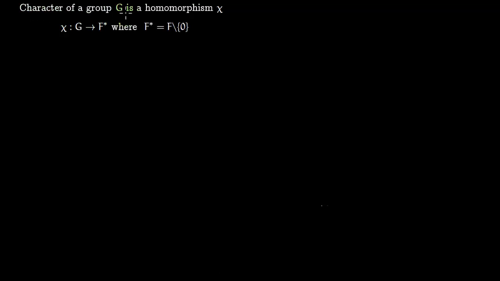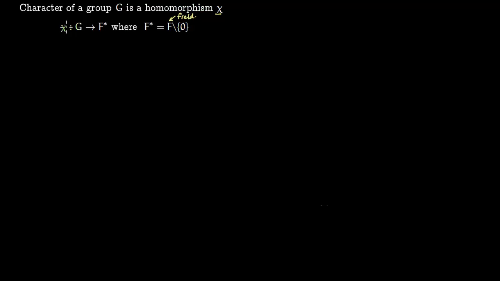So let us define the character of a group. The character of a group is a homomorphism chi. So this chi acts on G, and you land in the multiplicatively closed group of a field. So that is F star, which is F minus 0. So this F is a field.